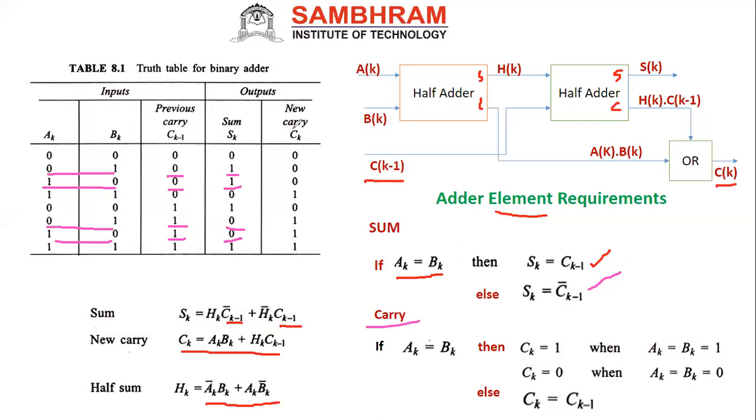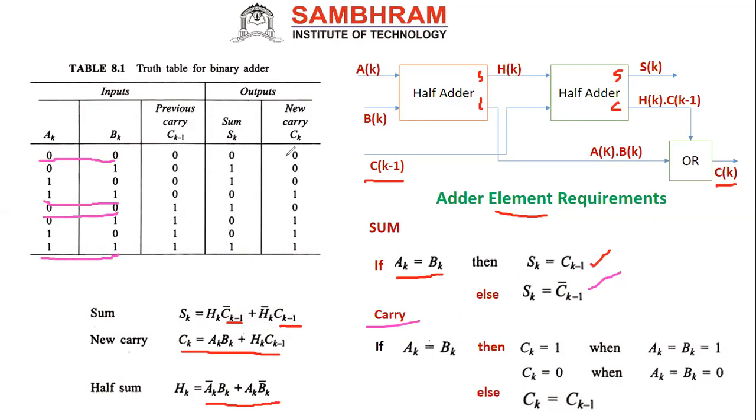Next, let us go for carry. How it will be for carry now? You have to check for carry now. Let us check for carry now. Let us check for first. Again, same condition. If AK is equal to BK, same. What I should do now? AK is equal to BK, same. 0, 0, 1, 1, 0, 0, 1, 1.